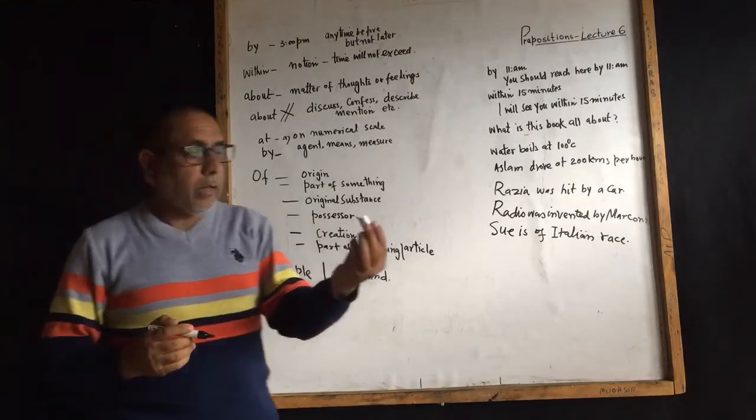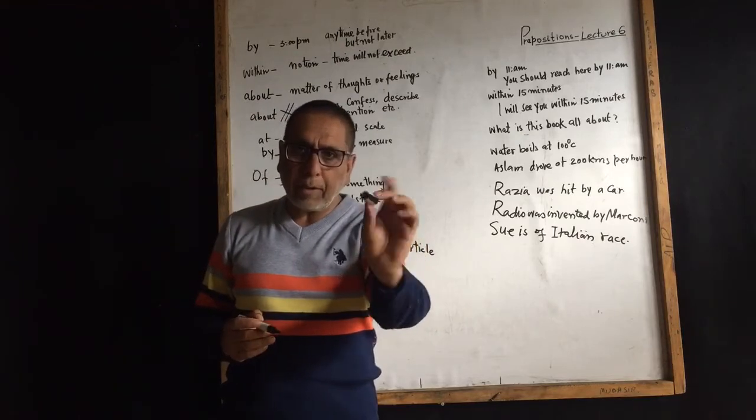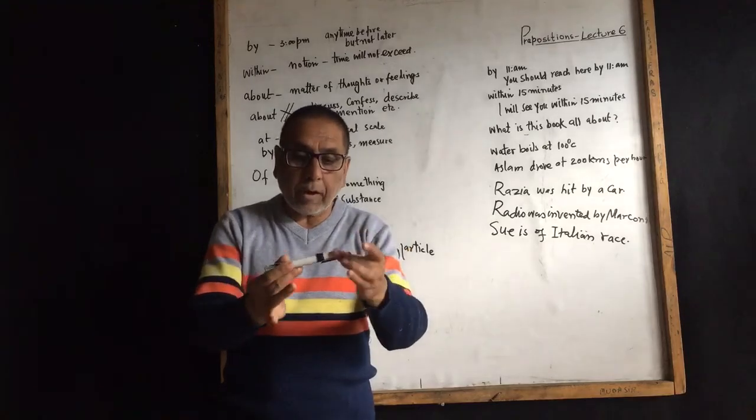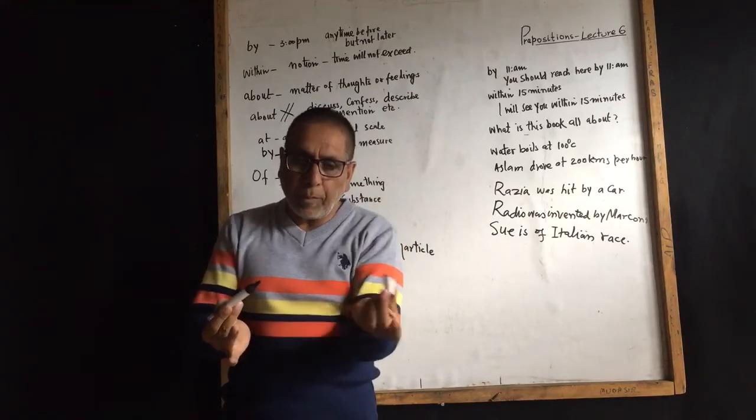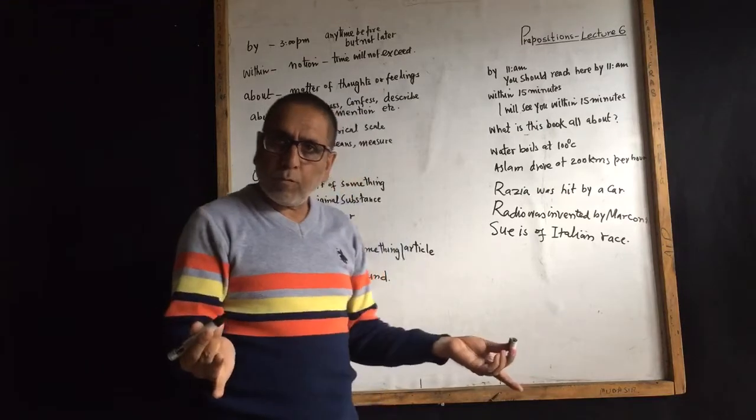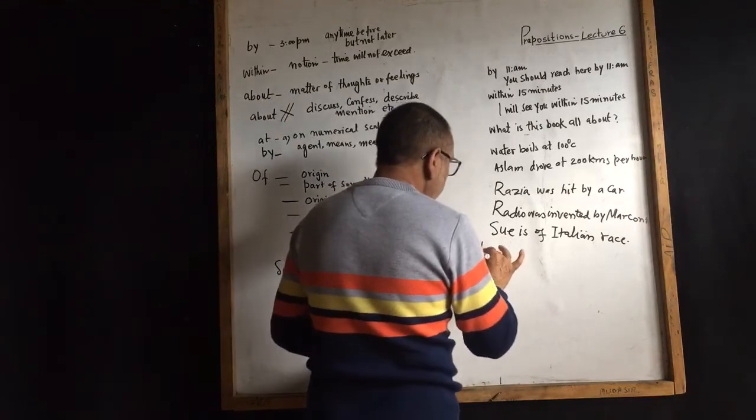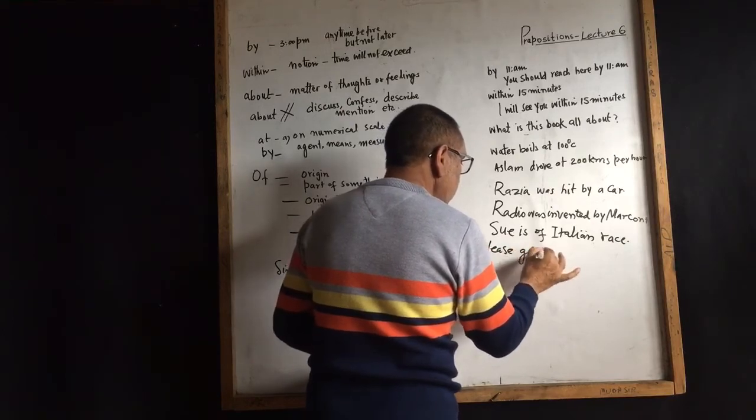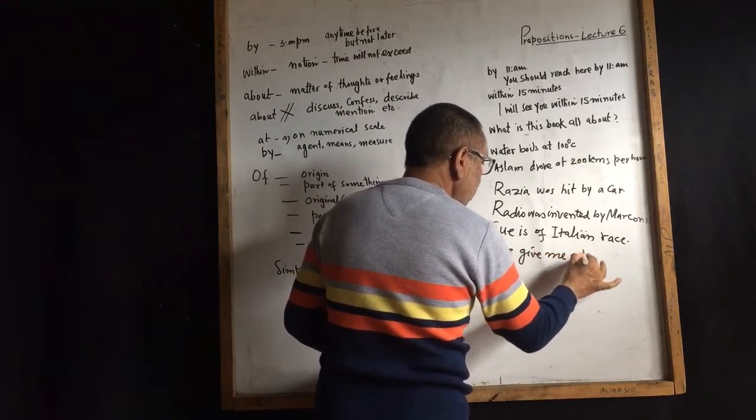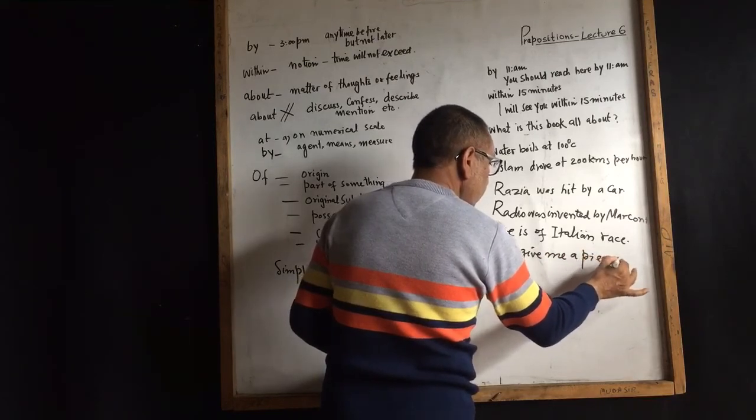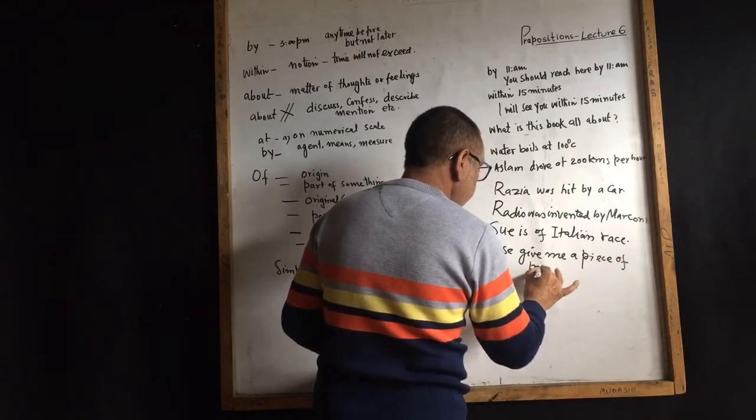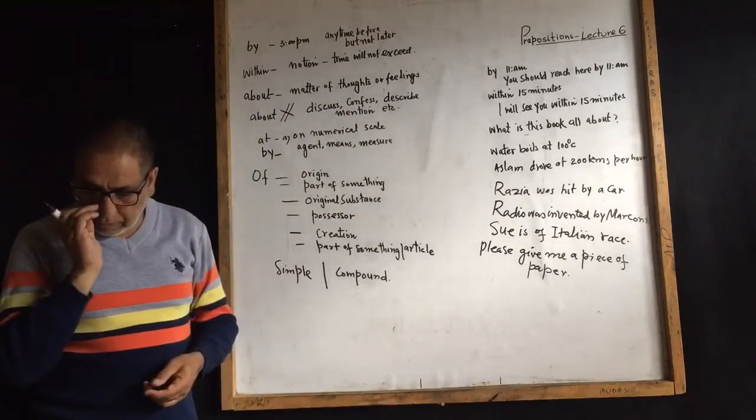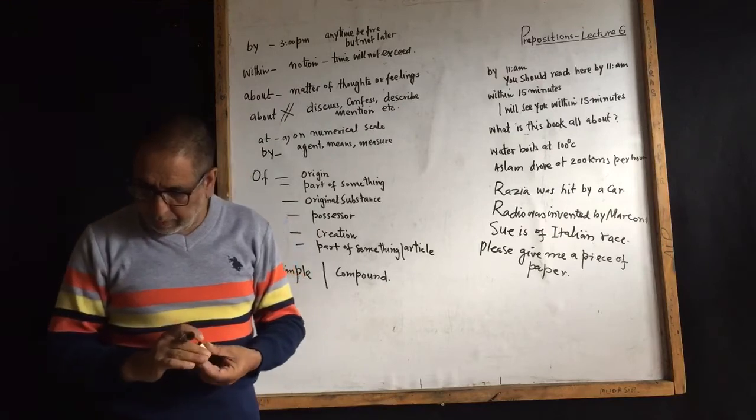say for example, this is a part with me. This is the cap of this pen. We may say this is the cap of the marker. This is a part. So part of something, a piece of paper. So please give me a piece of paper. So this is what you call part of something.